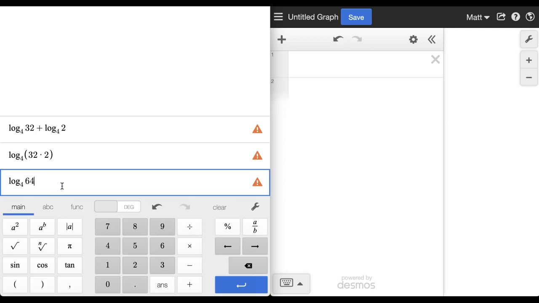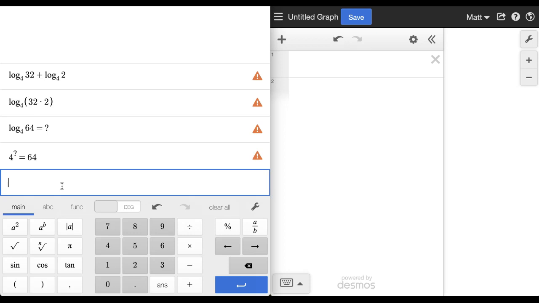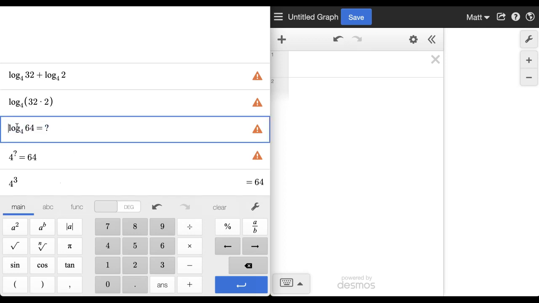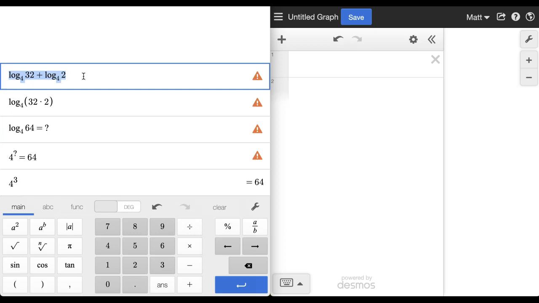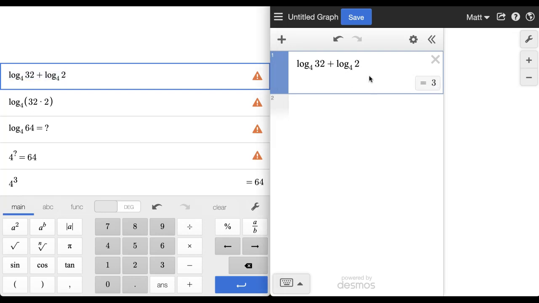And then same thing, 4 to what power equals 64? That should be equal to 3, I believe, right? 4 to the power of 3 is 64, yep. 4 times 4 times 4 is 64. So this whole thing, log base 4 of 64, which is also all this business, should turn into an answer of 3. So final answer 3.